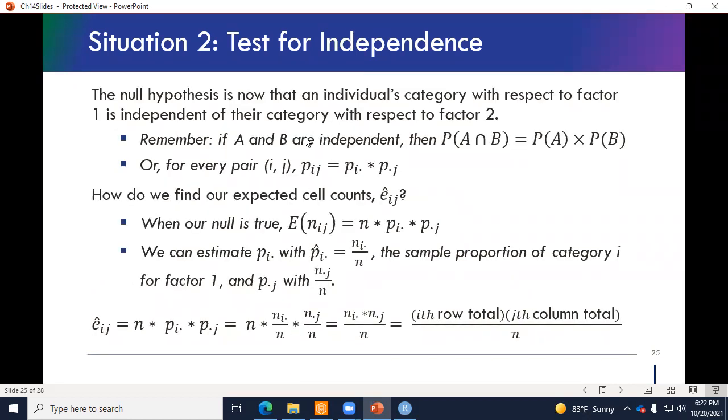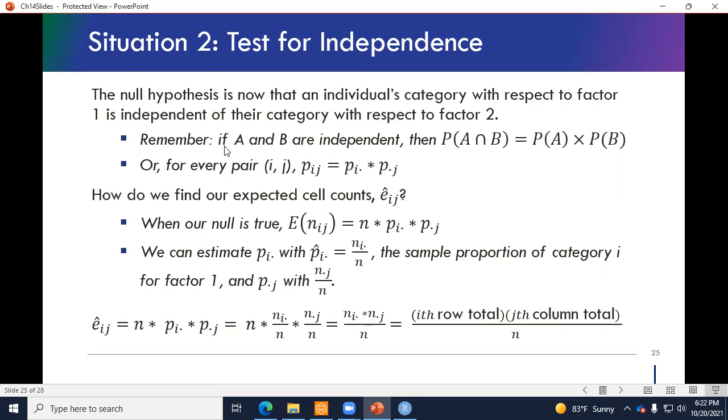Anyway, how do we do this test for independence? Well, I mentioned this. The null hypothesis now is that the individual's category with respect to factor 1 is independent of their category with respect to factor 2.